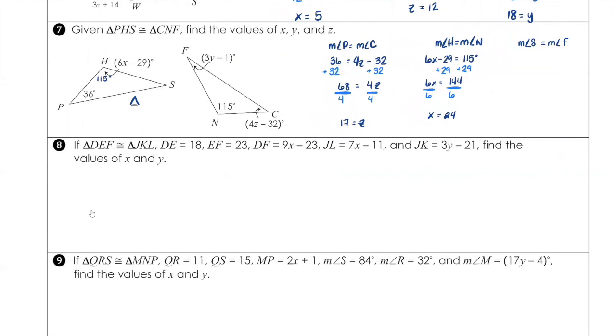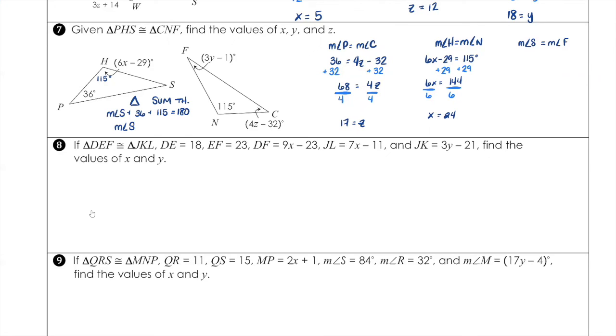Triangle sum theorem. We're going to add them together and set them equal to 180. So the measure of angle S plus 36 plus 115 equals 180. Now, I probably won't do this to you guys on level, but this is definitely something I would do to honors on a test.